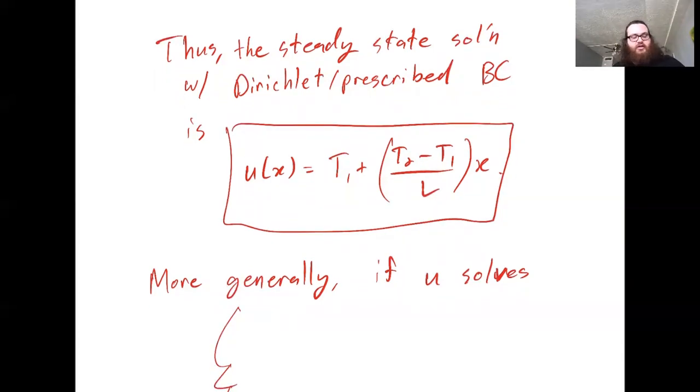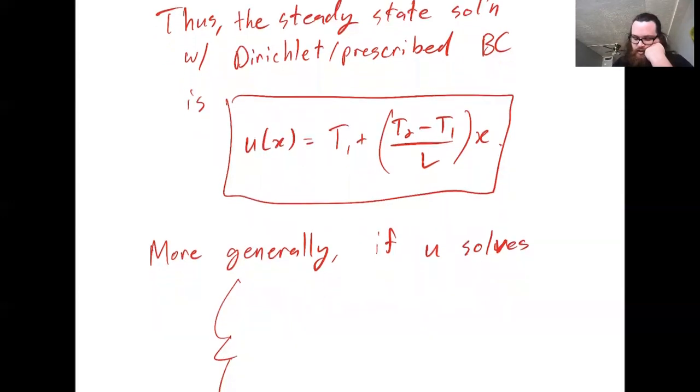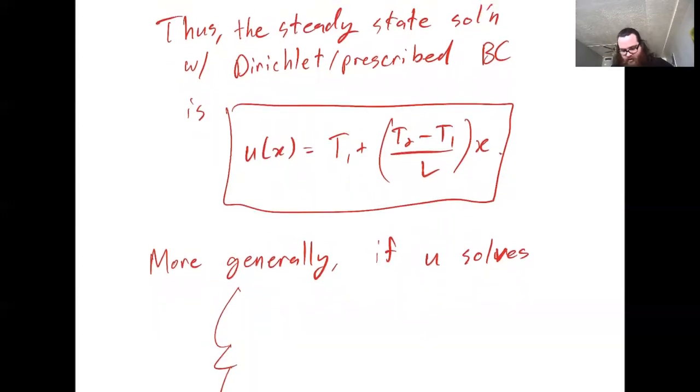The interpretation would be, and we're going to draw pictures in a second, if you wait long enough and you have prescribed boundary temperatures, what's the temperature distribution going to be? Well, it's just going to be a line from your left temperature up to your right temperature, or down, depending on the sign. So this is what happens if we assume that U doesn't depend on time.